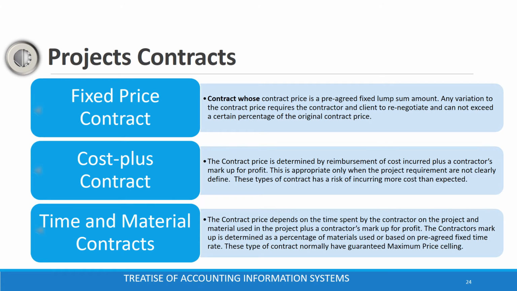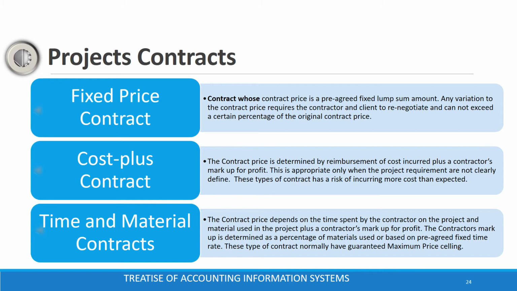Projects are normally executed through contracts. There are three major types of project contracts, that is, fixed price contract, cost plus contract, and time and material contract. In fixed price contract, contract price is a pre-agreed fixed lump sum amount. Any variation to the contract price requires both the client and the contractor to renegotiate and cannot exceed a certain percentage of the original contract price.